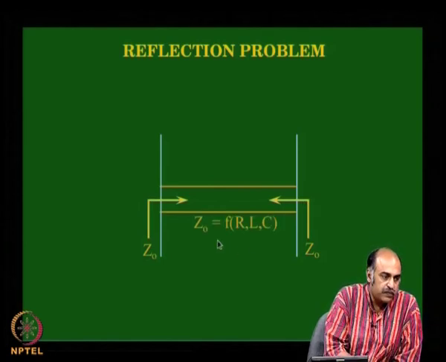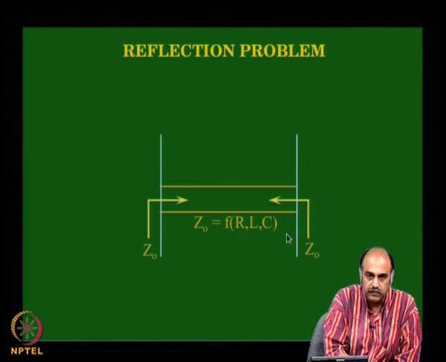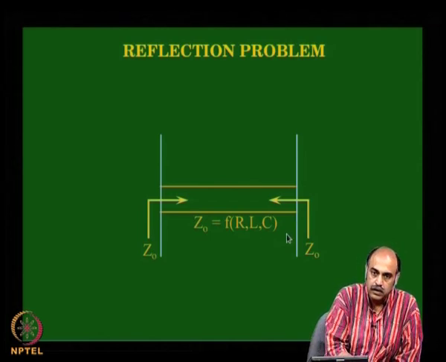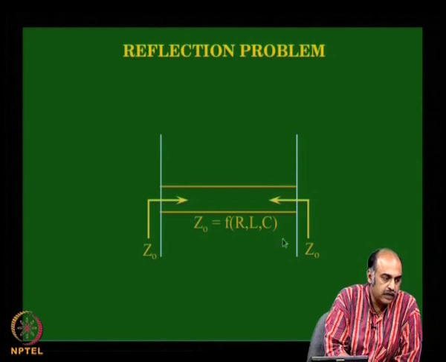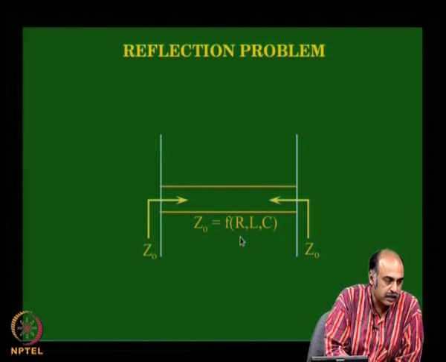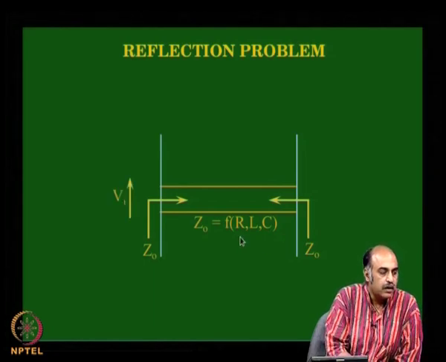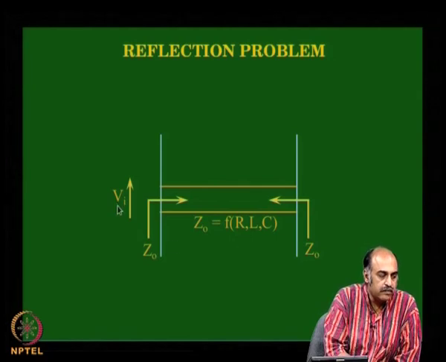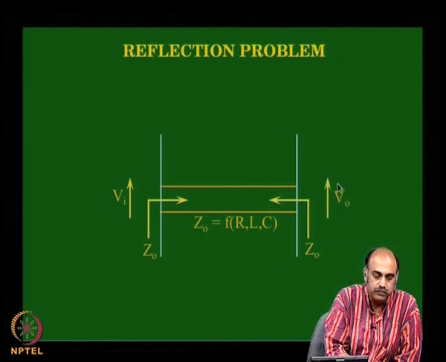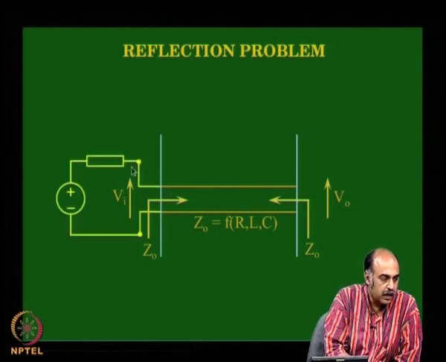Now, Z naught is a function of R, L and C's that we have seen before when we had been discussing the parasitics R, L and C. And on the source side, we will call the voltage here V I, and on the load side, let us call it as a voltage V naught. On the source side, we have a source connected in this fashion.